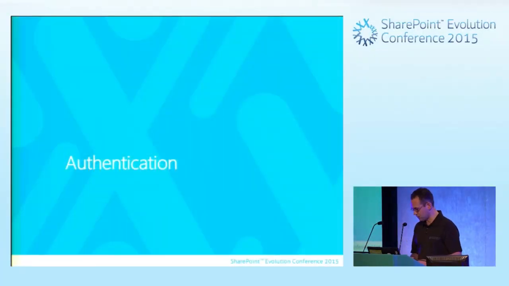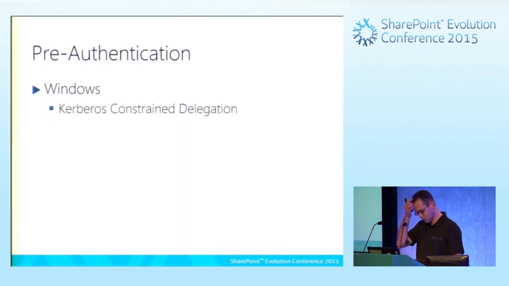Okay, what are our authentication options? Let's dive into them a bit more. Pre-authentication with Windows requires Kerberos constrained delegation. Why? Because if we're going to the Web Application Proxy, the Web Application Proxy will, on our behalf, log into the SharePoint server for us. That's why we need Kerberos constrained delegation. I will show you in the demo what we need exactly.